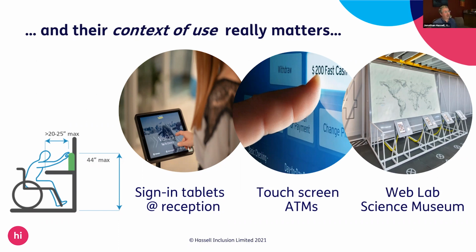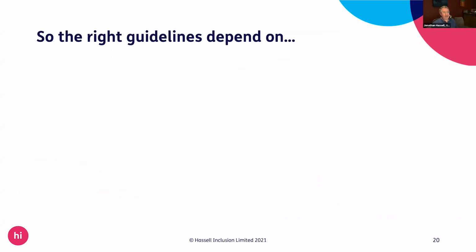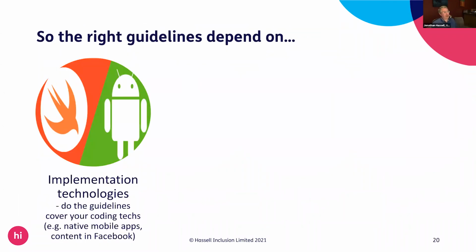And the right guidelines depend on the type of thing that you're doing. So the right guidelines depend on implementation technologies. So that's the first thing. So for example, if I am doing accessibility for a native app for my iPhone, then I'm going to be coding that app in Swift, not HTML. So therefore, there are different guidelines that I need to be pulling into that process.